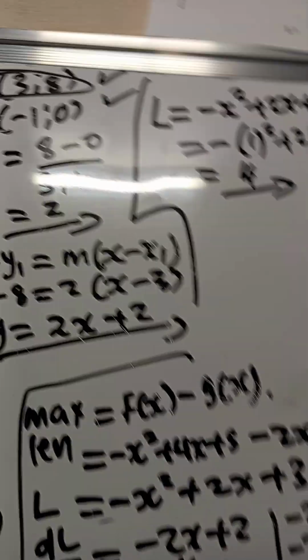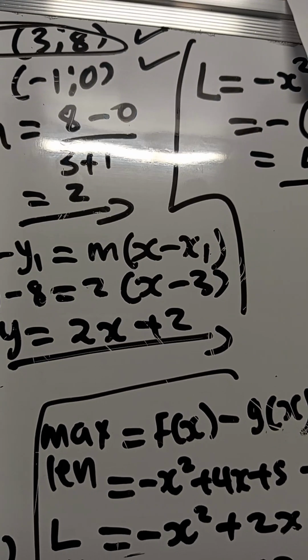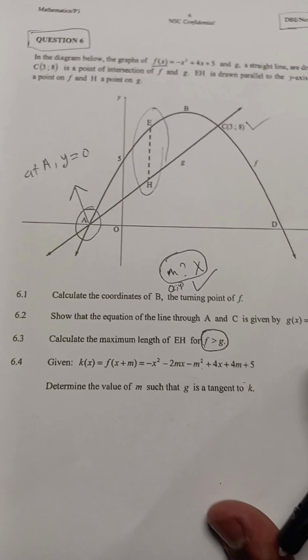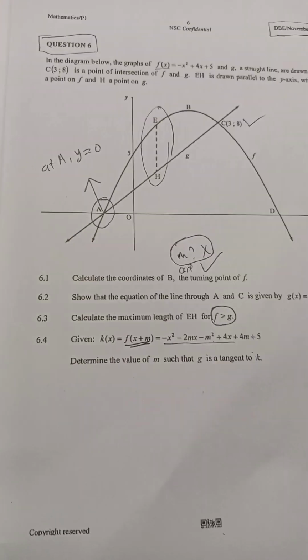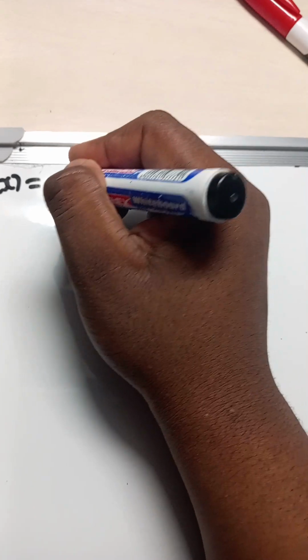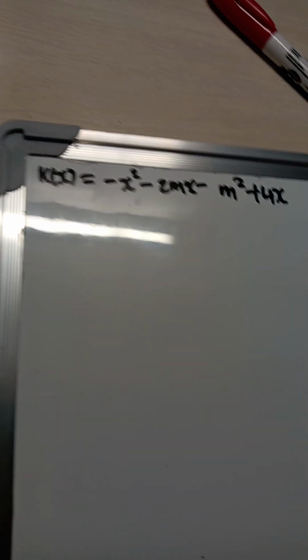Okay. Let's do it now. Let me just make some space so that we can enjoy this question, because it's very, very nice. Okay. So now, given k of x equals f of x plus m. But they already gave me the expression, so let me just write it down there so that I can be fine. So k of x equals -x squared minus 2mx minus m squared plus 4x. What a long equation. Plus 4m plus 5.